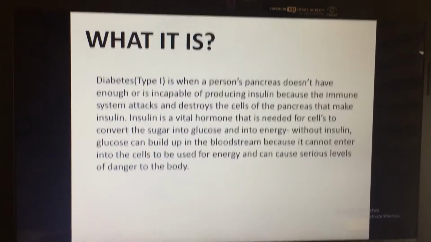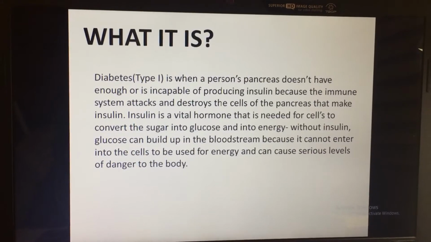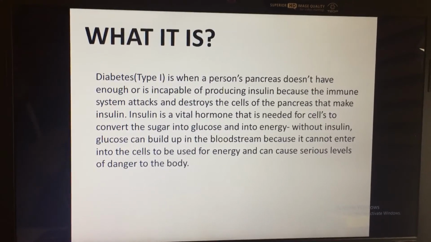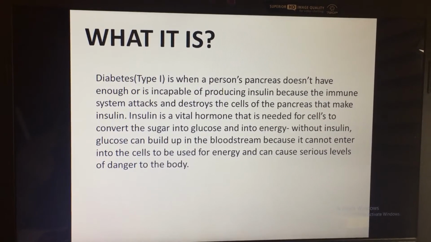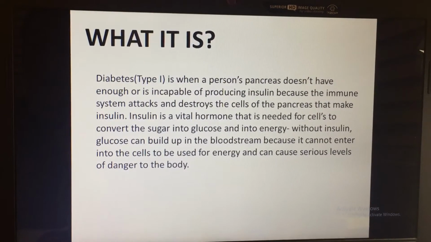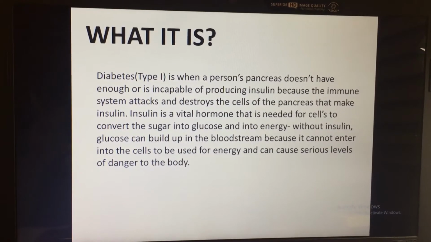Diabetes type 1 is when the pancreas is unable to produce enough insulin, or no insulin, because the beta cells that produce the insulin have been destroyed by the T cells in the immune system. As a result of insulin not being produced, this leads to a rise in blood glucose in the bloodstream. Due to the glucose not being able to enter the cell, this can cause serious damage to the body.